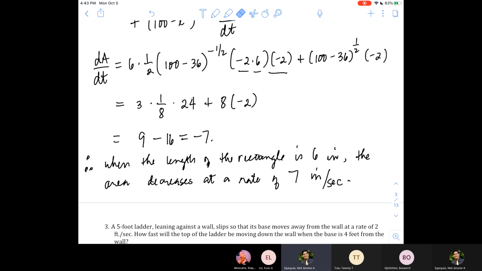You could have also written an alternative conclusion that when the length of the rectangle is 6 inches, the area is changing at the rate of negative 7 inches per second. But that doesn't sound well when talking about measurements, because you're talking about negative 7 inches per second. We are used to talking with these measures with positive values.